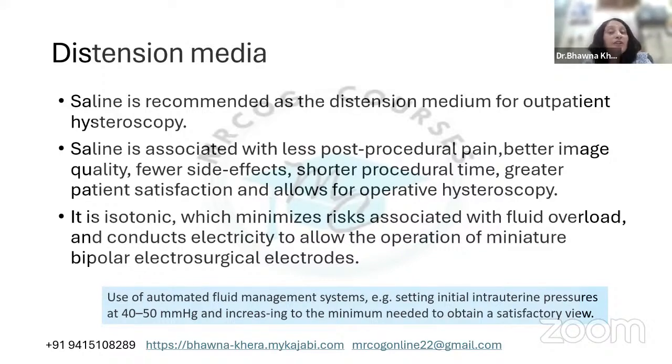Up to 40, the patient is comfortable. As we go above 40, the patient feels pain, and as we go beyond 50, it is largely painful. So 40 is a good amount of fluid in the uterine cavity, and you can have good image quality as well. The rest you can manipulate a bit up and down as per your requirement. This is the minimum needed to obtain a satisfactory view. Automated fluid management systems can have automatic cutoffs, but if you are doing it manually, you can manage it with flow meters.